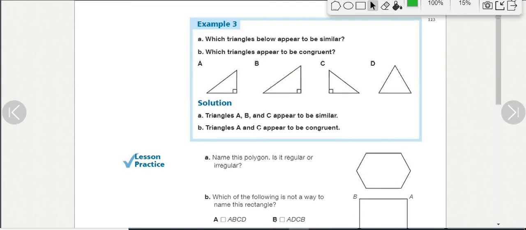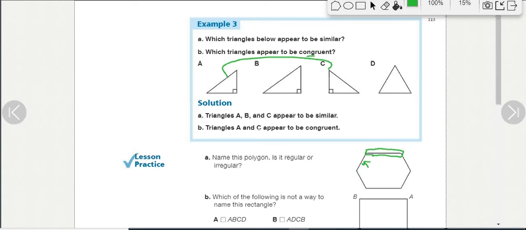Letter A, which triangle below appears to be similar, same shape, same proportions, but different size. And letter B, what's congruent, so same shape and same size. A, B, and C are all similar, but they are not congruent. They are not exact if you measured them up. A and C, though, are. Letter A, is this a regular polygon? No, because this side's clearly bigger than this side.